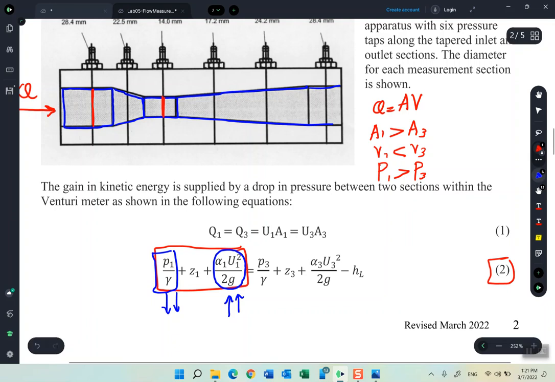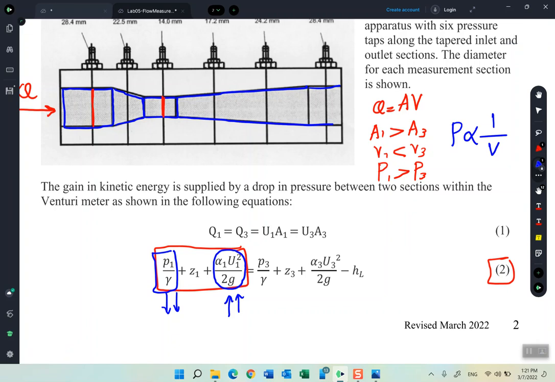We can recap what we said by saying that the pressure has an inverse relation with the velocity. Understood? Yep.